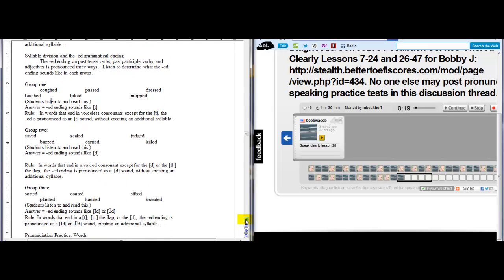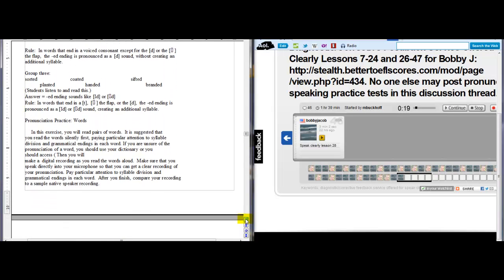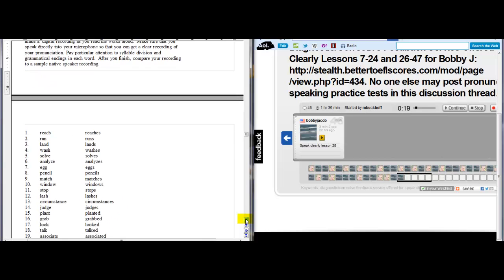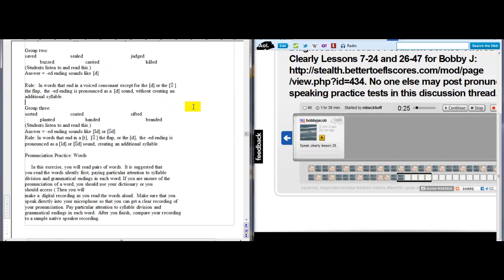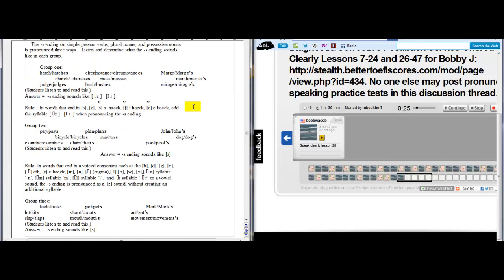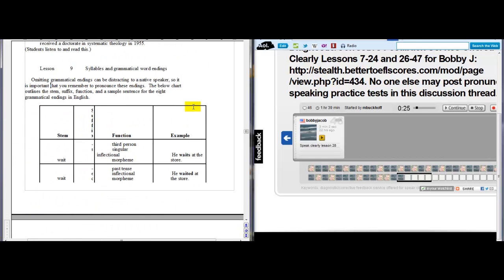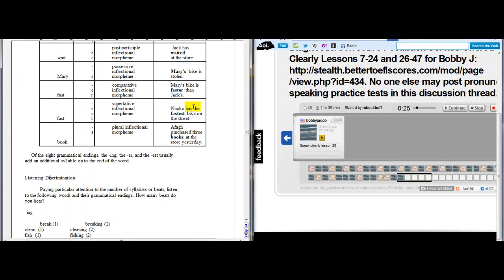Now let me see if I can find where you are. I think this is it right here, I believe. So let's see. Group 1. Cuffed, passed, pressed. Let me take a look at it again one more time. Let me make sure I can see where you are here.